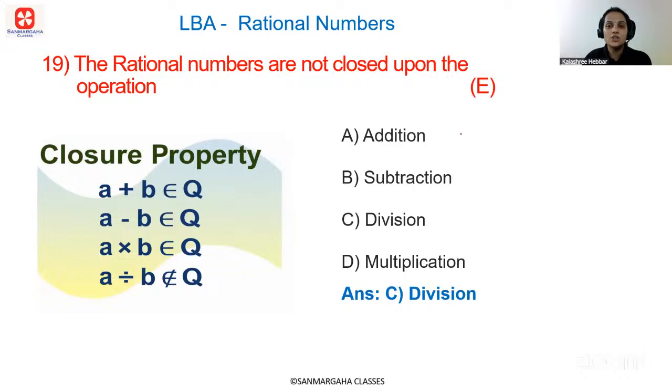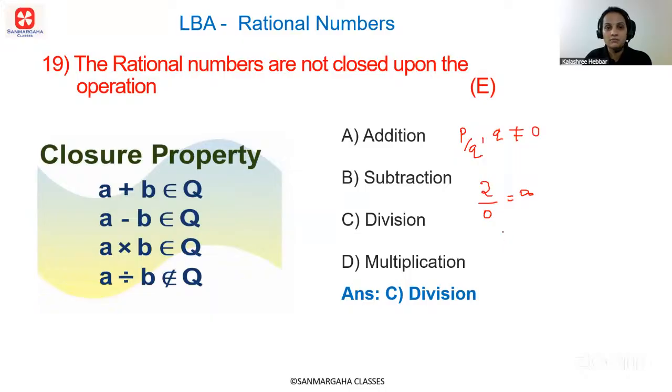As we know, rational numbers are the numbers which are in the form of P by Q, where Q is not equal to 0. Fine. So if you have the number 2 divided by 0, which cannot be defined. So you can say the rational numbers are the numbers which are in the form of P by Q, where Q is not equal to 0. So it is not closed upon the operation.